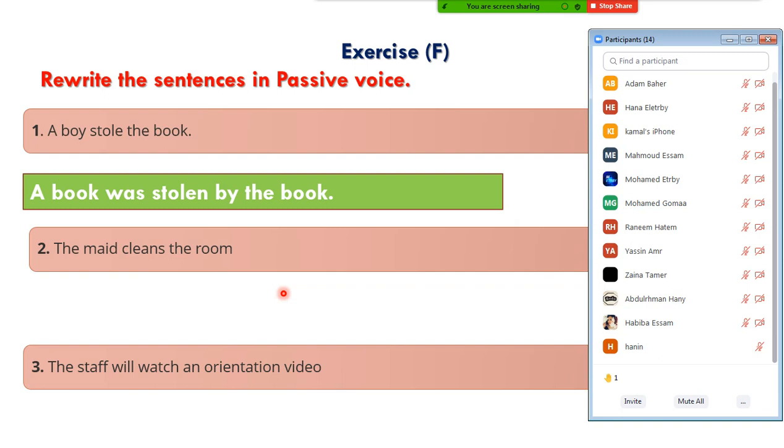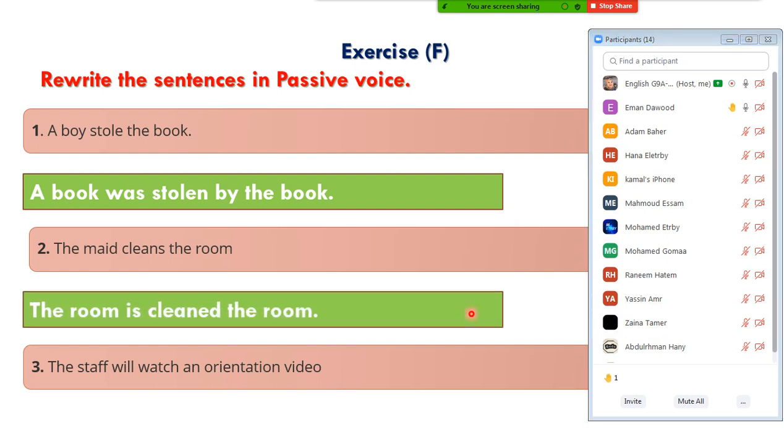Why being? It's simple, not continuous. You said it correctly the first time: the room is cleaned. Why do you complicate it then? Because cleaned ends with ed, so it's past. No, not past. This is the past participle. This is the form of the passive: verb to be followed by the past participle.